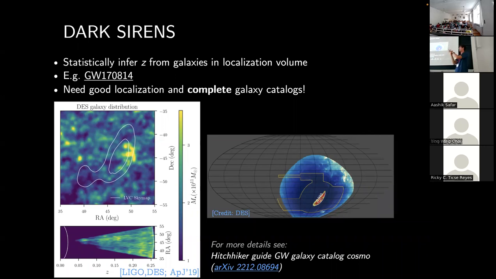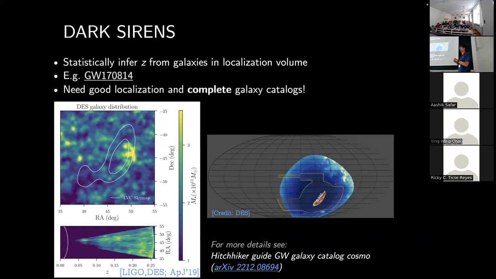So this gives you, at the end, a volume in which you think your signal should be. So what you can do is talk with your colleagues that have been doing galaxy surveys and look at the catalogs of galaxies that they have. And if they cover the same region of the sky and the same distance, you can associate your gravitational wave event to galaxies within that catalog.